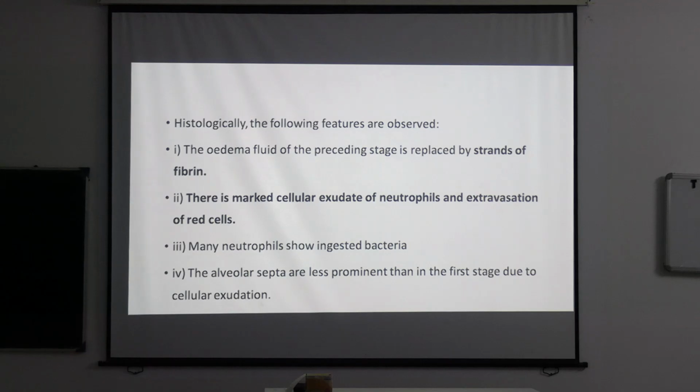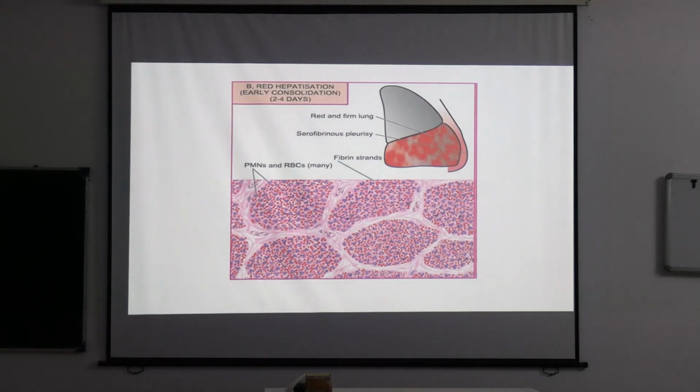Histological features: the edema fluid of the preceding stage is replaced by strands of fibrin. There is marked cellular exudate of neutrophils and extravasation of red cells. Many neutrophils show ingested bacteria. Alveolar septa are less prominent. So, these are the neutrophils and RBCs, many RBCs. And these are the fibrin strands.